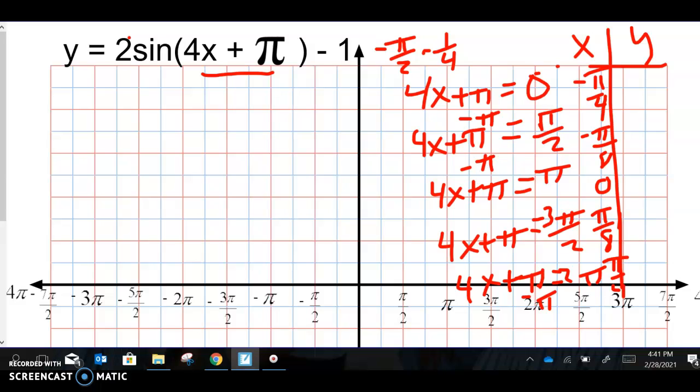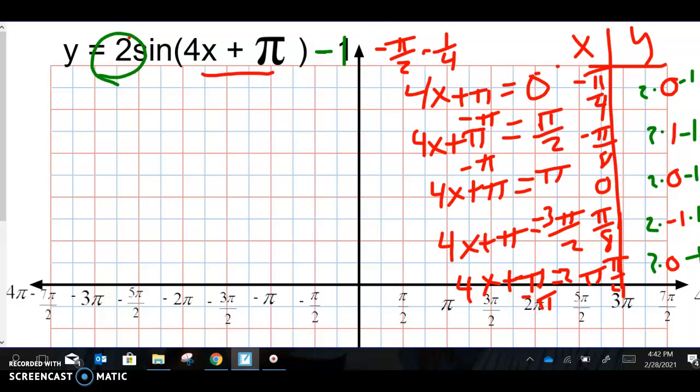My y values with sine usually start at 0, 1, 0, negative 1, 0. That's how sine goes, okay? But what I'm doing to my y coordinates is I'm multiplying by 2 and then subtracting 1. So that's what I need to do here. I'm going to multiply by 2 and subtract 1 to what the y's used to be.